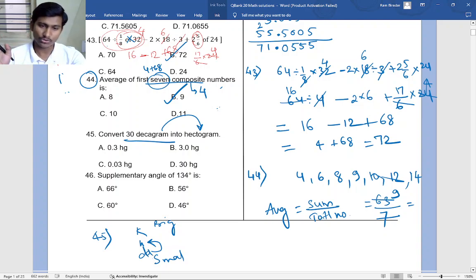So deca to hecto we have to go here. So we are going small to big, which means we have to divide. So one step means we have to divide with how much? That is 10, right? So we have to divide with 10. If you divide 30 with 10, what will be the answer? That is 3. So 10 3s are 30, right? So option is 3. 3 means 3.0. That is option B here. Okay. Got it? So this is how we do it.